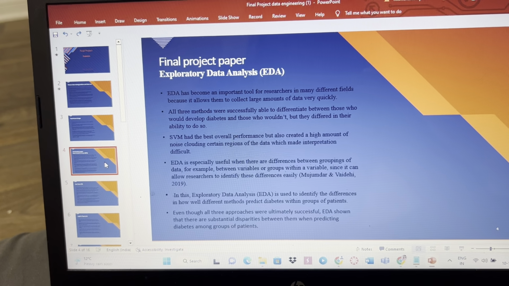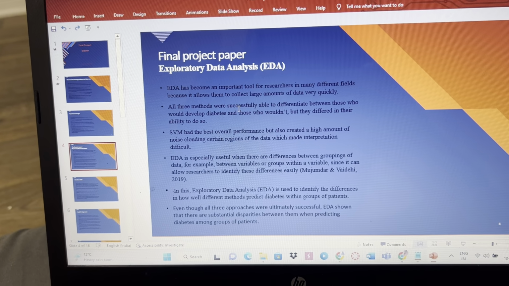And here is the exploratory data analysis. EDA has become an important tool for researchers in many different fields because it allows them to collect large amounts of data very quickly. SVM had the best overall performance but also created a high amount of noise clouding certain regions of the data, which made interpretation difficult. And EDA is especially useful when there are differences between grouping of data, for example, between variables or groups within a variable, since it can allow researchers to identify these differences easily.